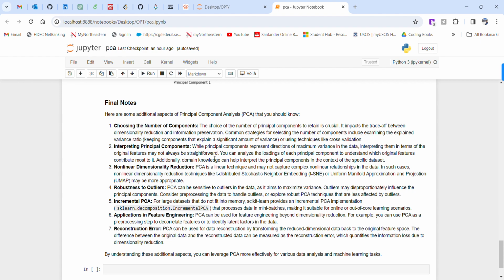In conclusion, PCA is a valuable technique for dimensionality reduction, feature extraction, and data visualization. By understanding its principles and applications, you can leverage PCA to gain insights from complex datasets in various domains.